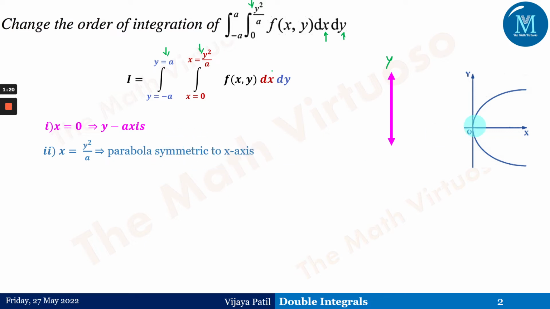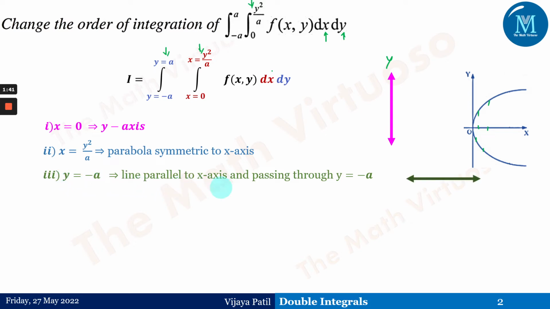You can easily check these points. For one value of x, we have got two values of y, because of the square of y present. And this is what we are going to get, the parabola which is symmetric to the x-axis. Third is y equals minus a, which is a line parallel to the x-axis and passing through y equals minus a. So we'll have something like this, y equals minus a.